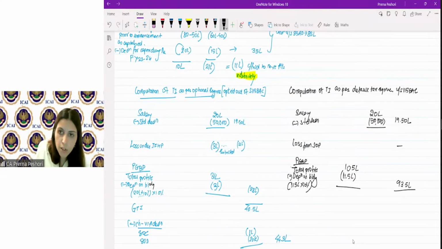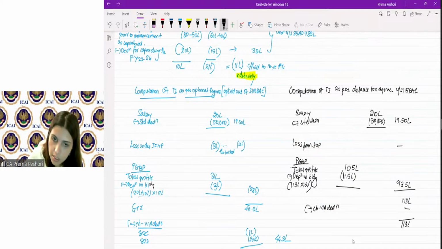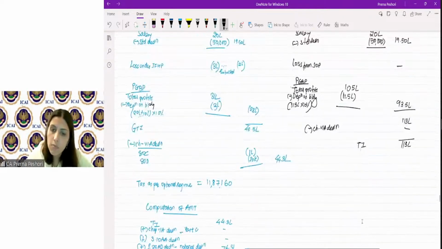The total income will be 19.5 plus 93.5, 113 lakh. Less chapter 6A deduction, this will not be applicable. So my total income is 113 lakhs. Okay. My total income is 113 lakh.